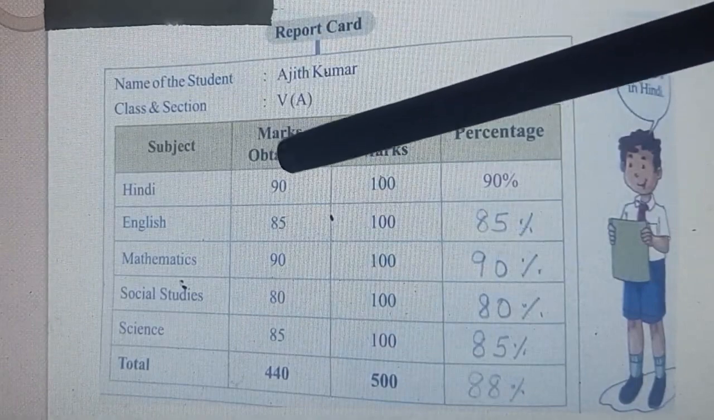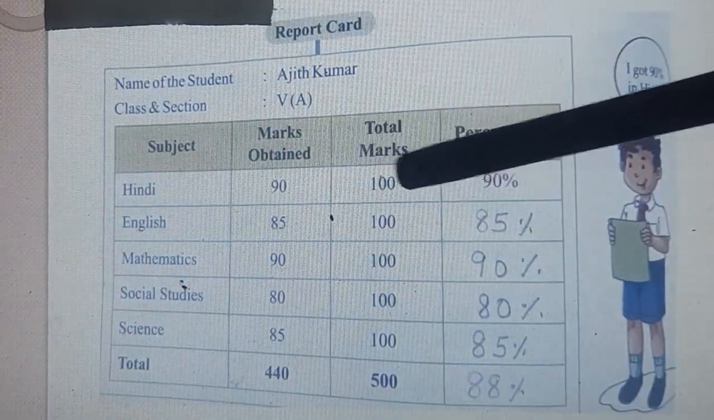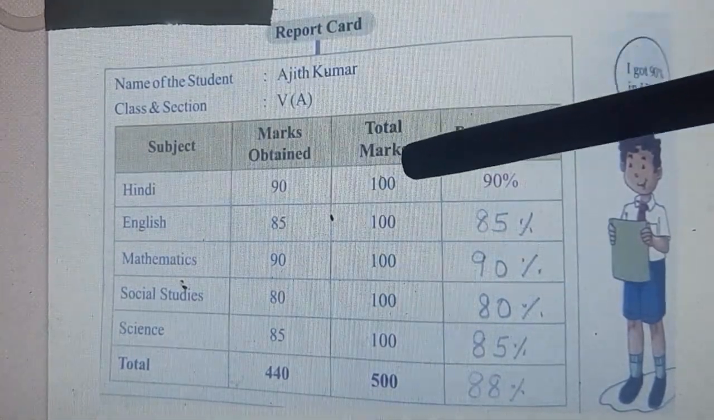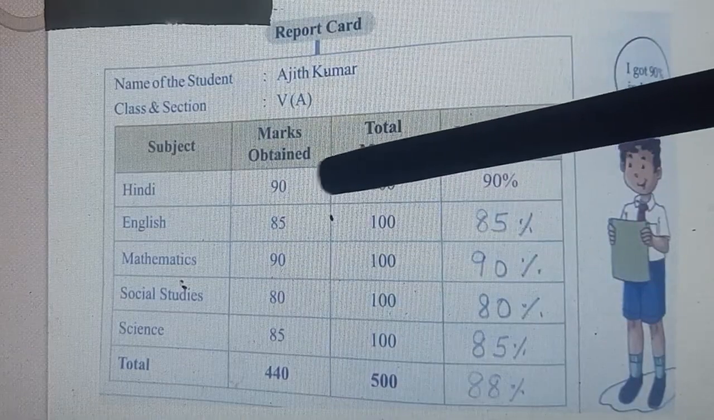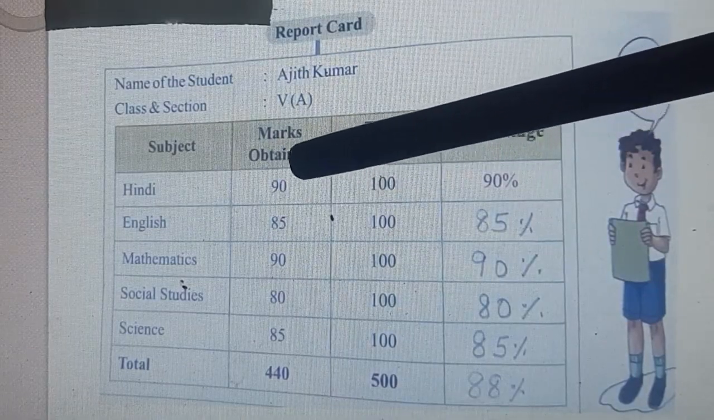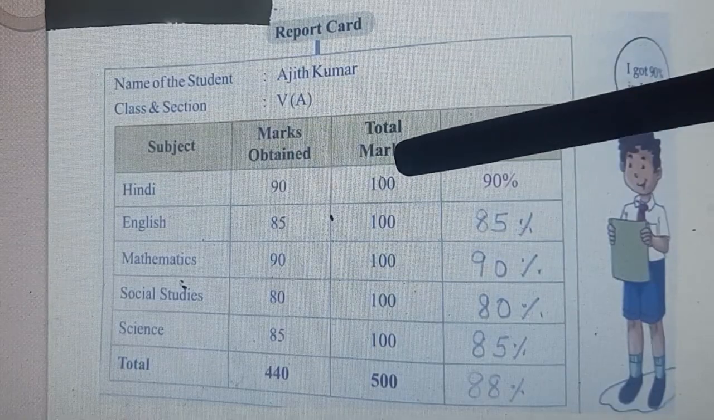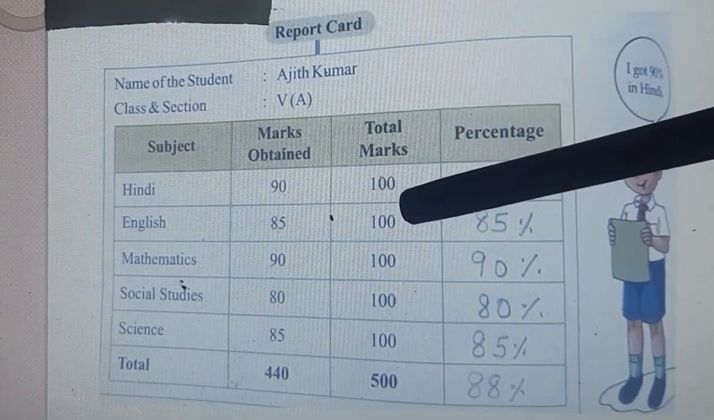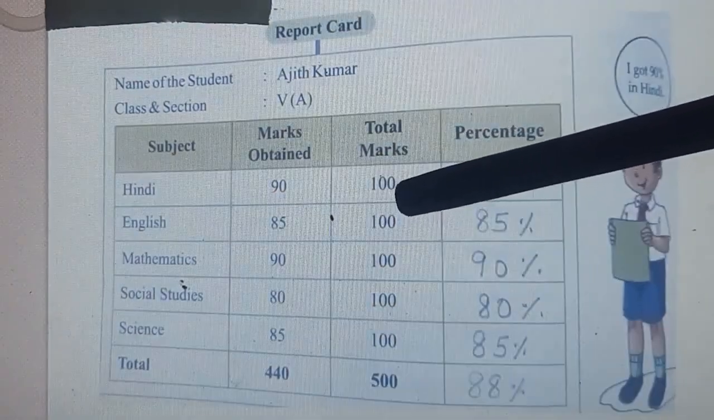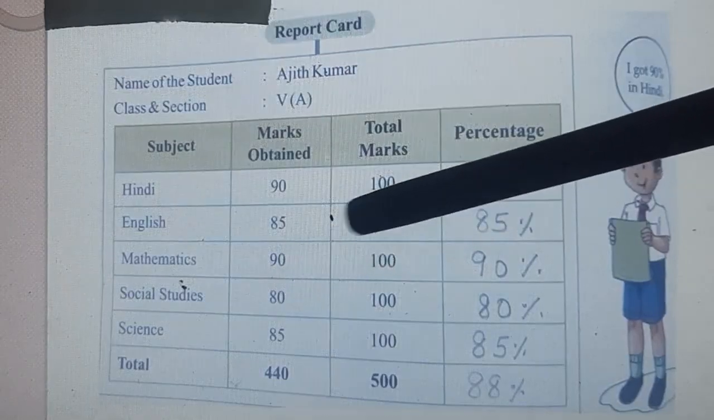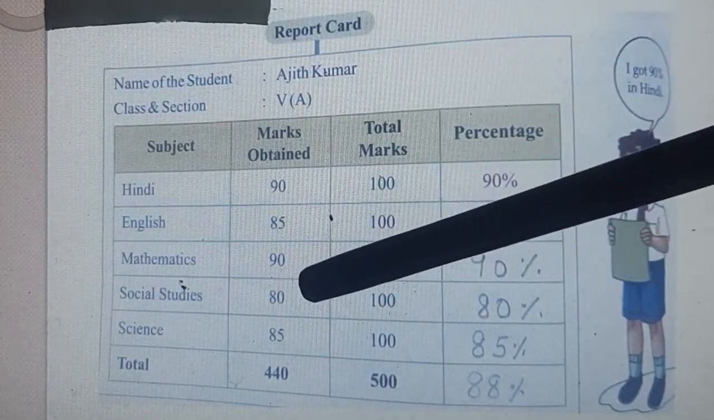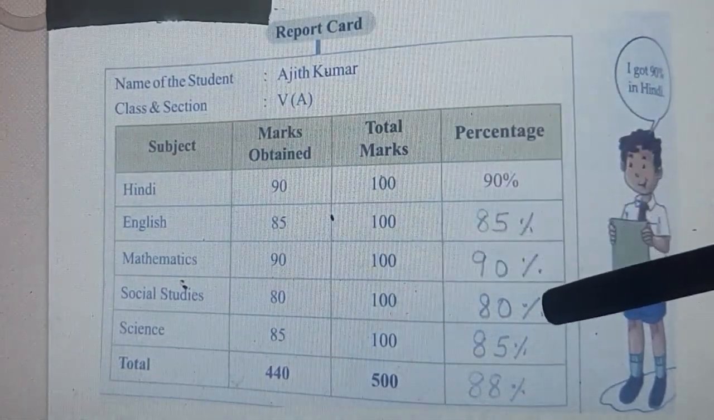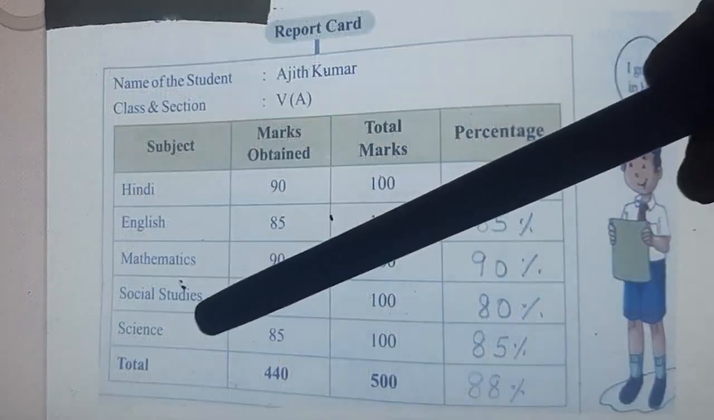This child has got 90 marks out of 100 in the subject Hindi. So 90 marks out of 100 per 100. Understood? We have learned now. Percent means per 100. 90 out of 100, that is 90%. 85 marks in English. 85 out of 100. 85 upon 100 is there. 85%. 90 out of 100. 90%. 80 marks in social science out of 100. So 80% marks he got in social science.